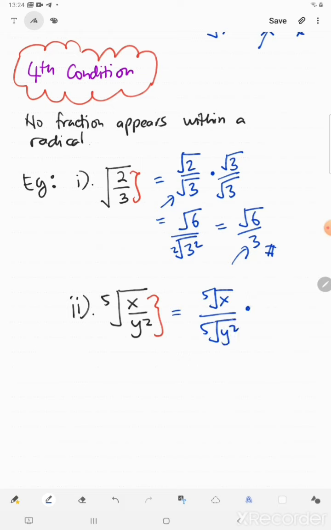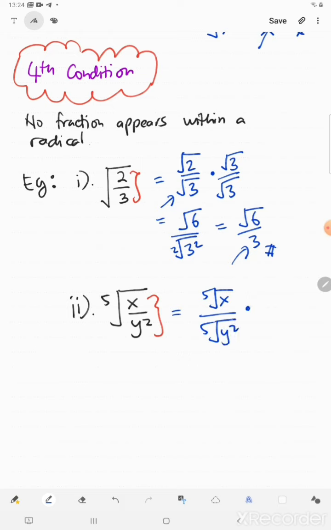Okay, so jawapan dia bila punca kuasa 5 x darab dengan punca kuasa 5 y kuasa 3. So punca kuasa 5 y power of 3 divide by punca kuasa 5, ada 5 kat luar lagi. So means that terhapus dia punya sign. So tinggal over y. Okay, ni jawapan akhir dia. Alright. So where the denominator dah tak ada radical. Okay, I hope you understand. Okay, this is the fourth condition.